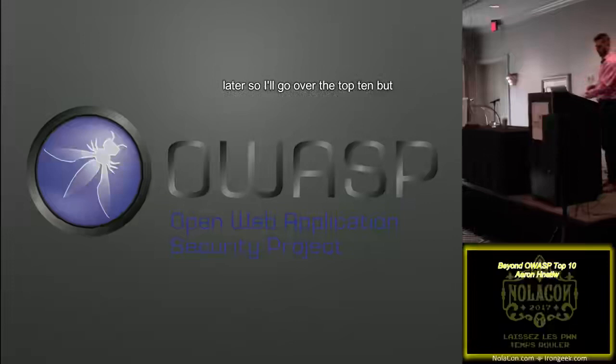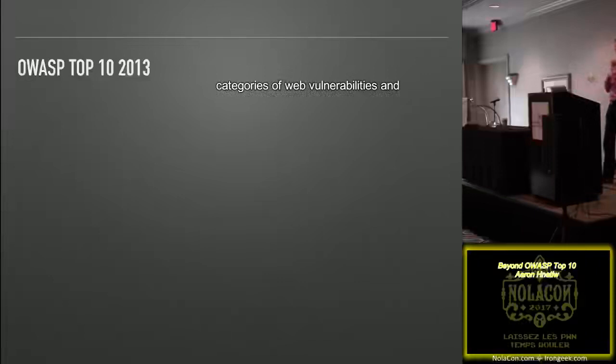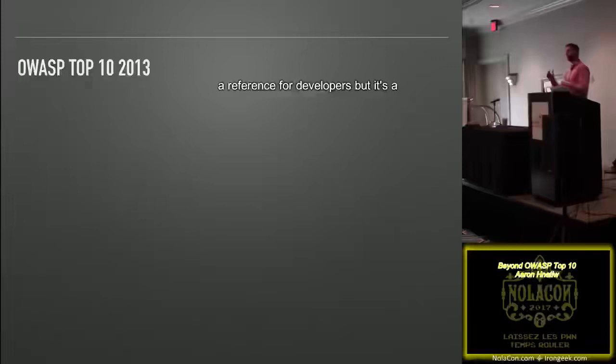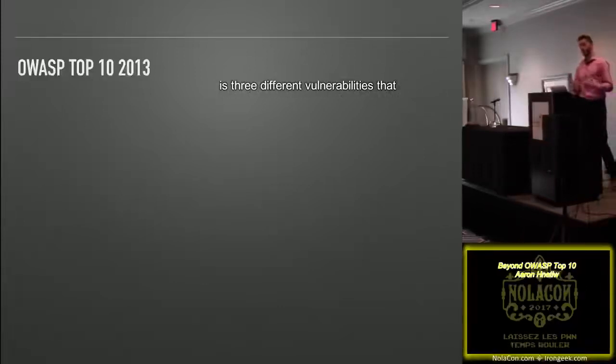I'll go over the top 10, but you'll see it's used as basically categories of web vulnerabilities. Typically, not only is it a reference for developers, but it's a reference for us, for pen testers, and when we're trying to help developers, we categorize a lot of vulnerabilities through these categories. What this talk goes over is 3 different vulnerabilities that don't fit within those categories. So it's to show that there's more than just the top 10.